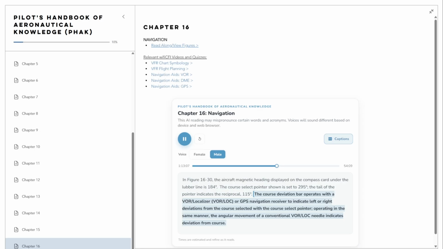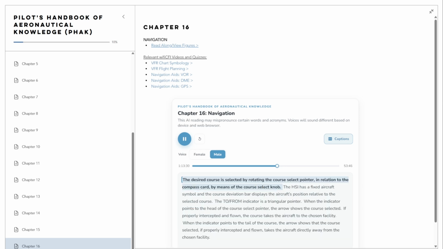The course deviation bar operates with a VOR, localizer, VOR localizer, or GPS navigation receiver to indicate left or right deviations from the course selected with the course select pointer. Operating in the same manner, the angular movement of a conventional VOR localizer needle indicates deviation from course.